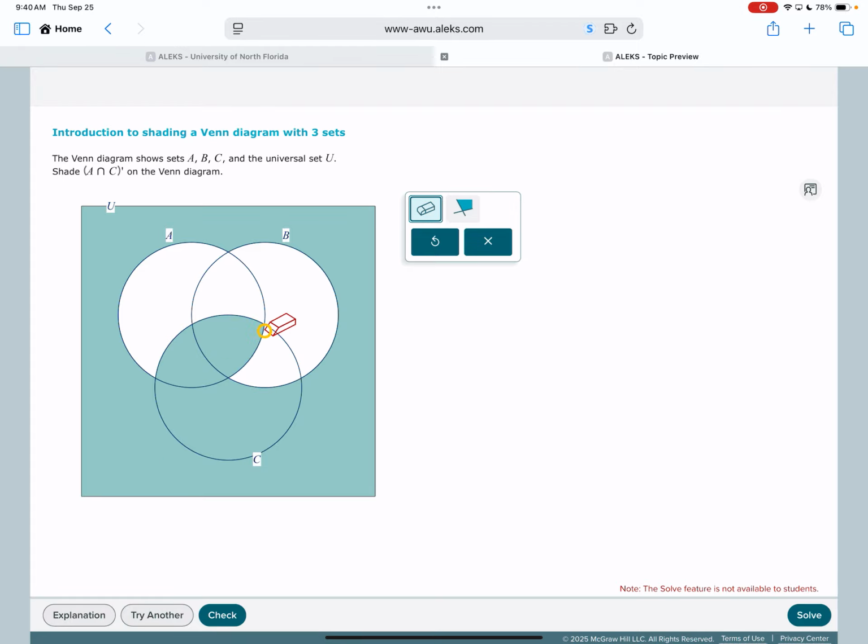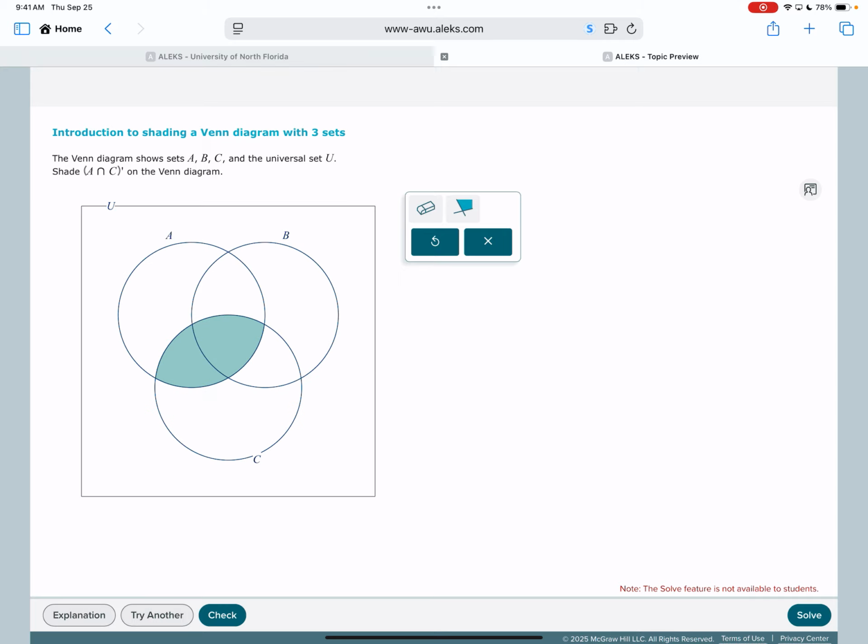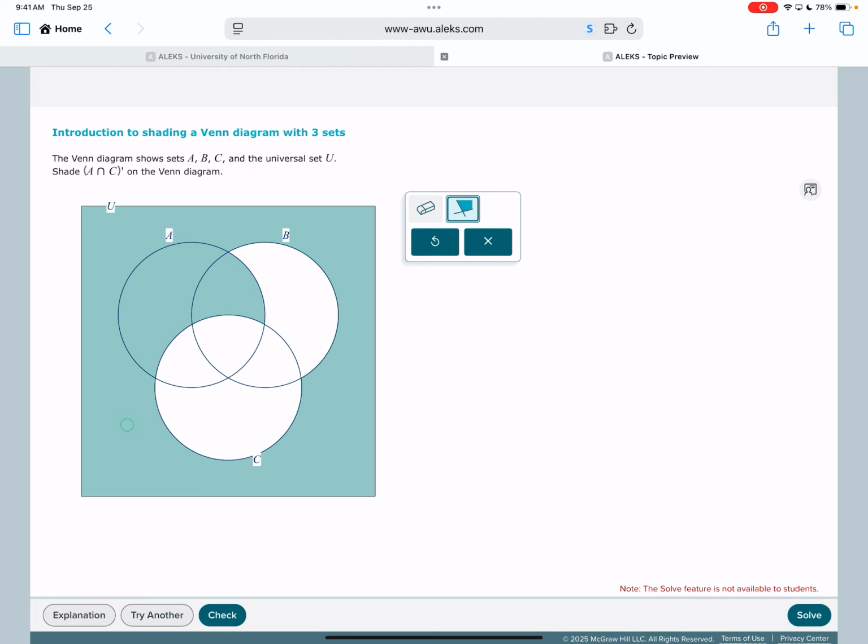Sorry, I hit a button. I didn't realize I was hitting buttons. So that's A intersects C, but I want what's not in A intersects C. So it would be everything besides that. Okay? So that's the way that I would do it.